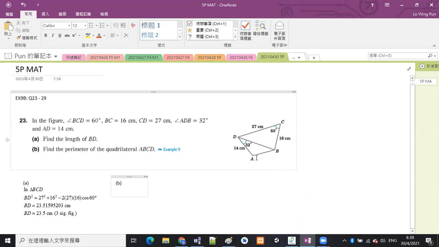AB belongs to triangle ABD. And in triangle ABD, we have 14 cm, we have 32 degrees, and we have already found the length of BD. So we have 3 informations, and they do not form any one pair of corresponding length and angle. So we are not going to use sine formula, okay? And we are going to use cosine formula this time.